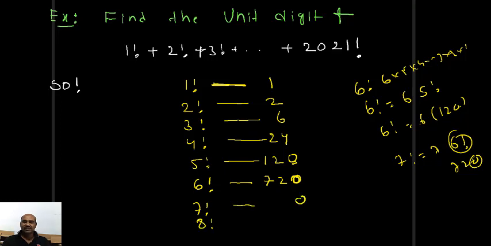8 factorial also, unit digit is 0 only. So on, so on. 2021 factorial also ends with 0 only, obviously. Okay, now I want to add all of this.